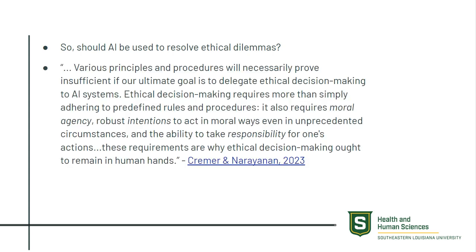So the question is, should AI be used to resolve ethical dilemmas? This paper argued quite against it, and feels that some of the things required to make good ethical decisions, such as moral agency, robust interaction, so acting in moral ways even in unprecedented circumstances, and the ability to take responsibility for one's actions, are outside AI, something that AIs can't do, and therefore those ethical decisions need to remain in the domain of humans.